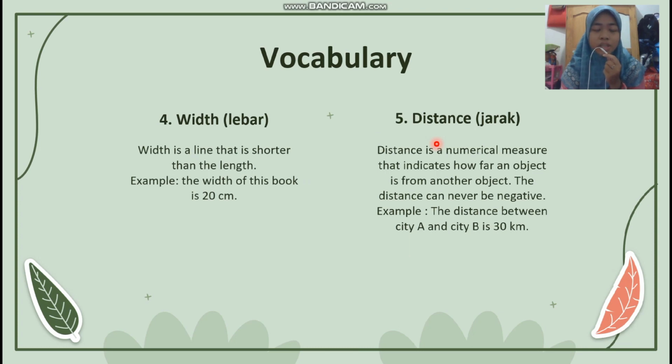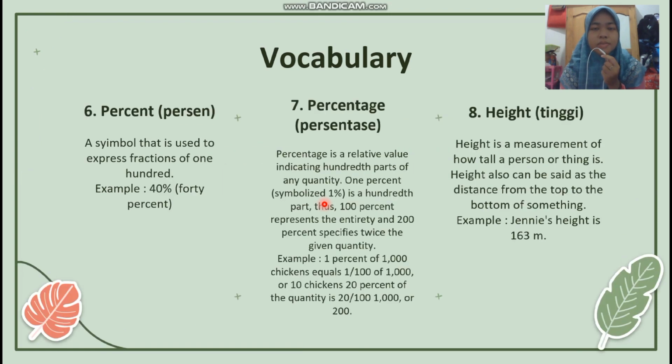The next is width, which means lebar. Width is a line that is shorter than the length. Example, the width of this book is 20 centimeters. The next is distance, which means jarak. Distance is a numerical measure that indicates how far an object is from another object. The distance can never be negative. Example, the distance between city A and city B is 30 kilometers.